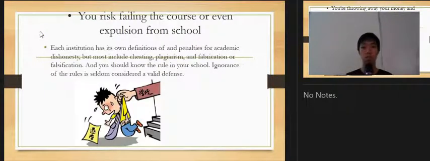Next, you risk failing the course or even expulsion from school. Each institution has its own definition of and penalties for academic dishonesty, but most include cheating, plagiarism, and fabrication. And you should know the rules in your school. Ignorance of the rules is seldom considered a valid defense.